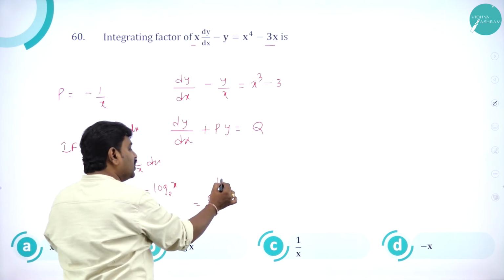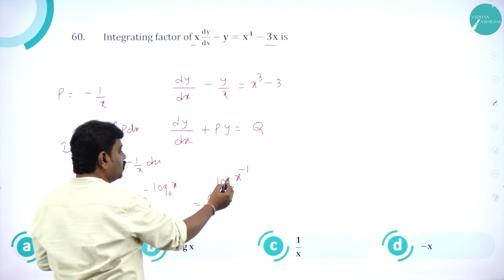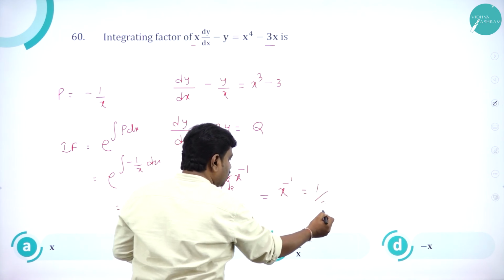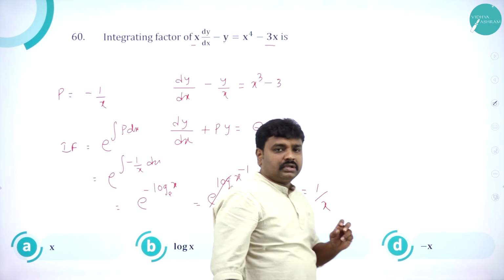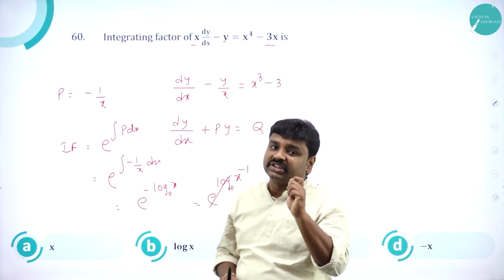And you know m log a can be written as log a power m. This minus can be written on top. So now log and e cancel. You will have x power minus 1. X power minus 1 is also called 1 by x. Do we have 1 by x? Yes, we have. So by this, I am concluding part 3 of the 2016 paper.